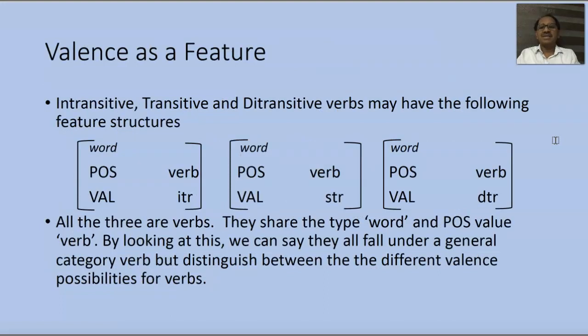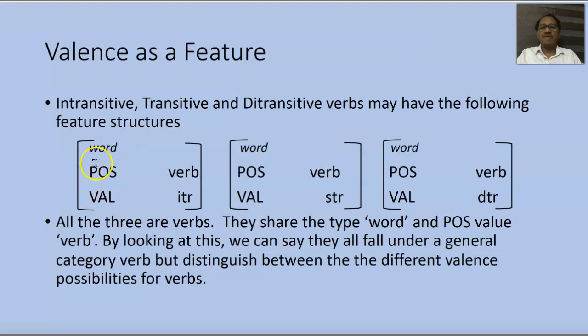Okay, let's look at transitivity. We have already said verbs are of three different types: intransitive, transitive and ditransitive. And if we consider intransitive, transitive and ditransitive as values, then we have the following feature structures for the three different types of verbs we have seen.